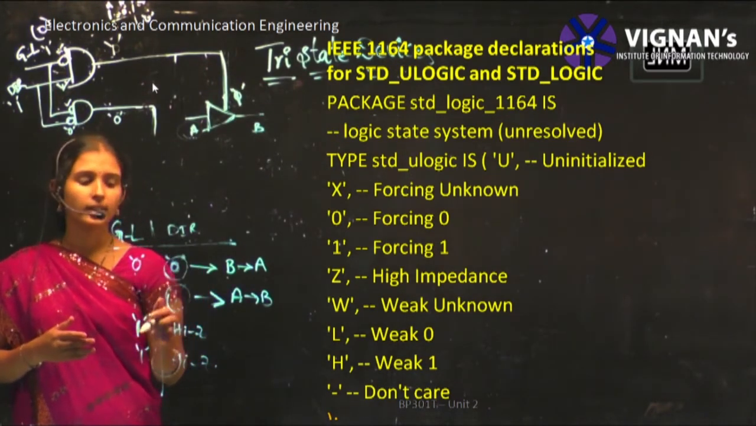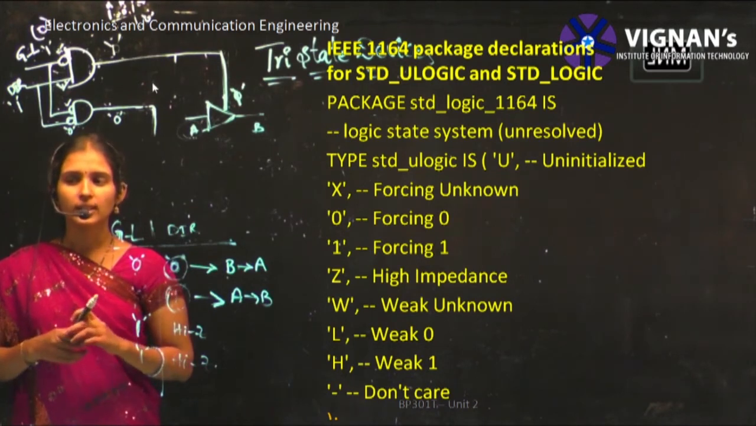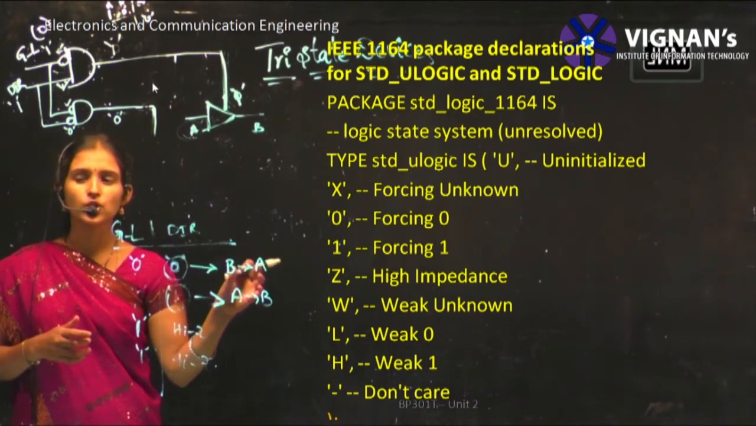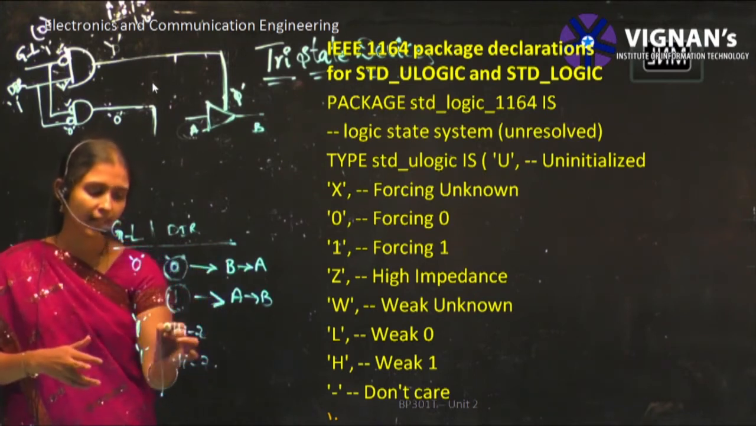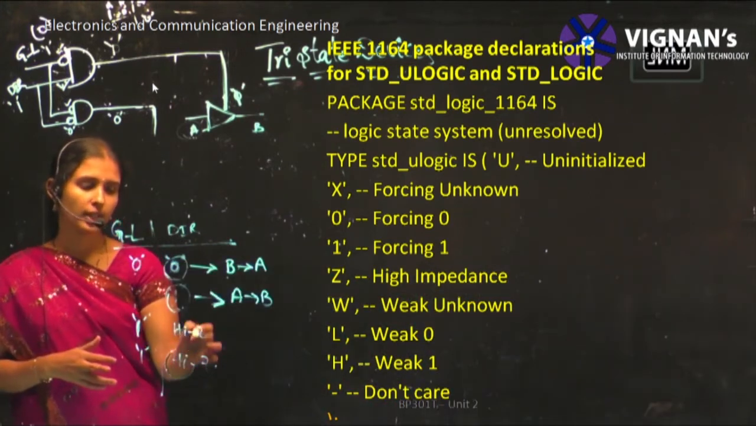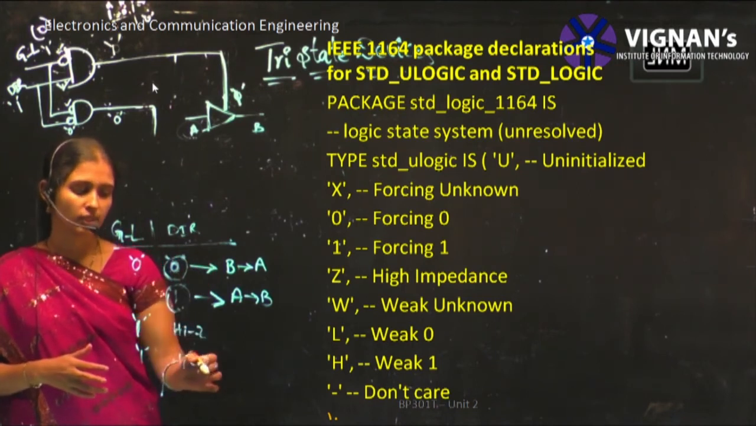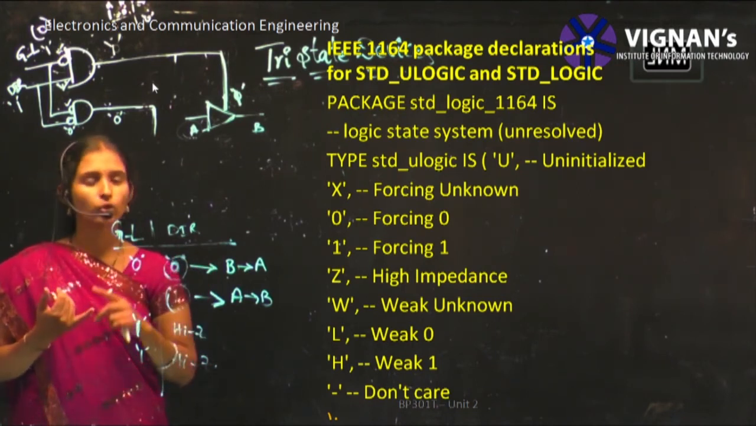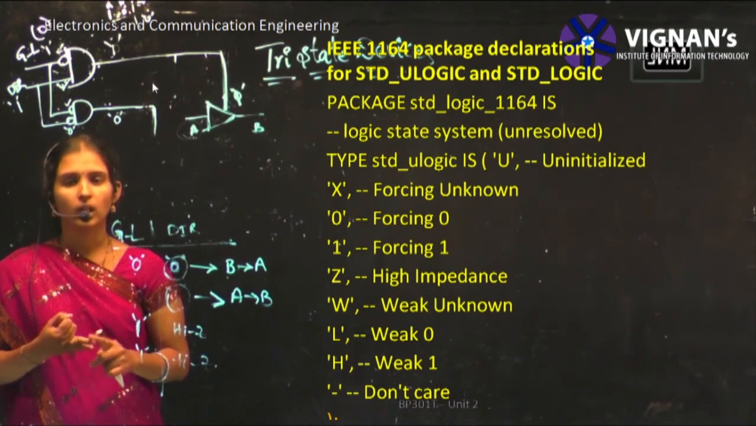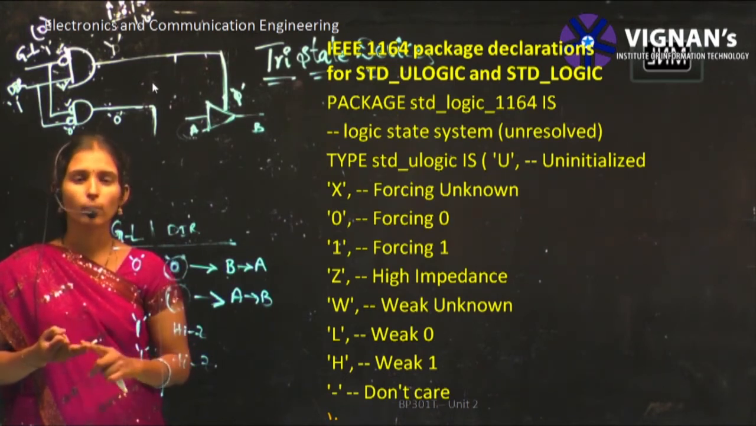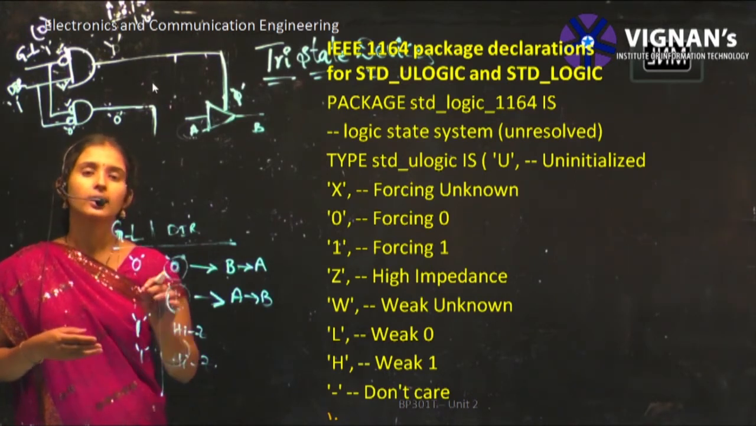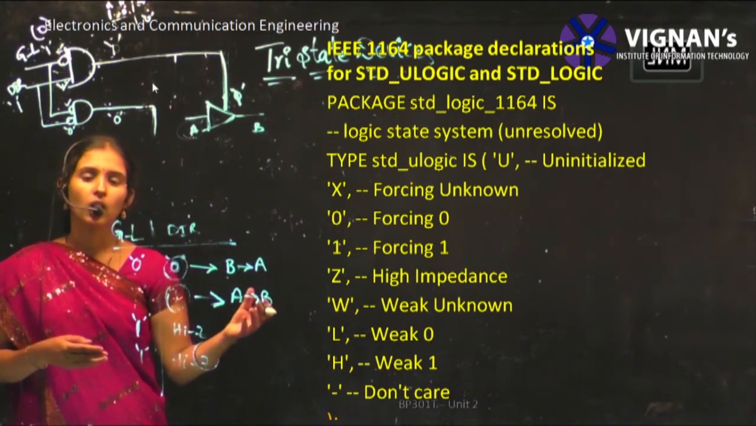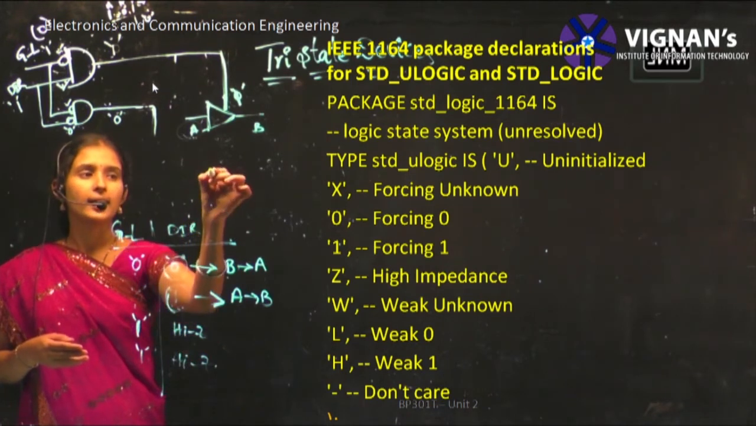Coming here, you can see U is nothing but your uninitialized input and X is unknown. As we are telling, there is a high Z state. In VHDL coding you have only 0 and only 1, so you can represent either with 0 or 1. But what about this high Z state? How are you going to represent this high Z state in VHDL? That is called STD.